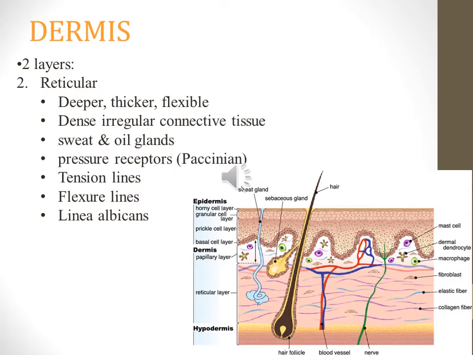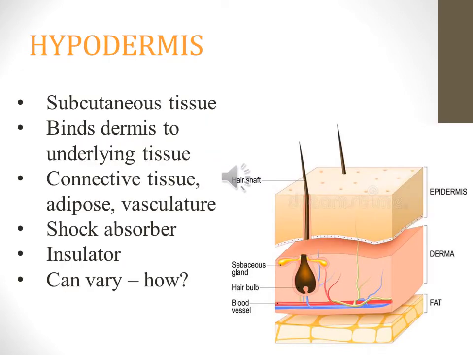And then we have linea albicans, which are known as stretch marks. This is kind of a tearing of the dermis due to overstretching, often seen during pregnancy, and it leaves these silvery white scars, and you get increased collagen repaired dermis there. So those are some interesting things that you get to see at the dermal layer. And our deepest final layer of the integument is the hypodermis, our subcutaneous tissue. It's going to bind the dermis to underlying tissue, but loosely for sliding purposes. It's primarily made of connective tissue, adipose tissue, and vasculature.